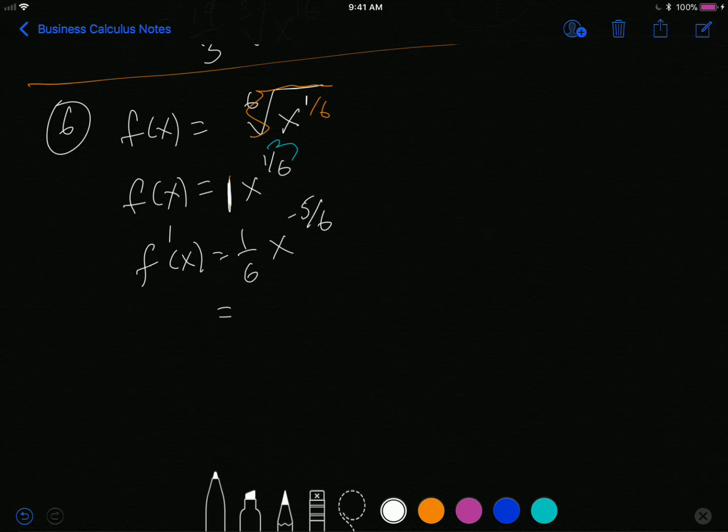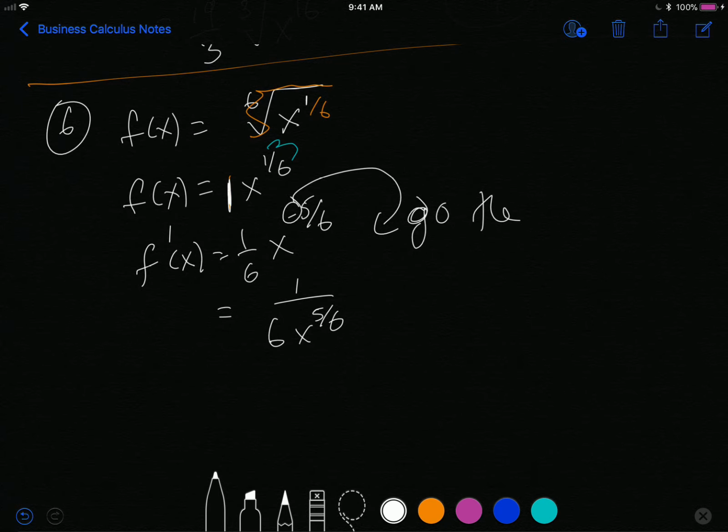And so then this is going to be 1 over 6x to the 5 over 6. Remember, the negative sign will cause us to go to the denominator, and that is because you're finding the reciprocal. If you reciprocate anything, it ends up going to the denominator. And now I have to convert my 5 over 6 back into a radical. And so it's 6 times the 6th root of x to the 5th power.